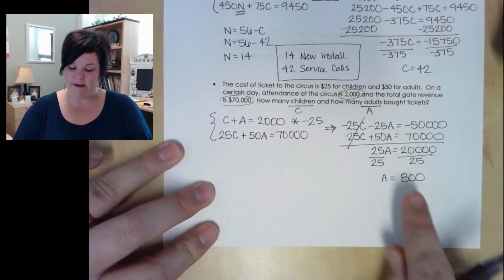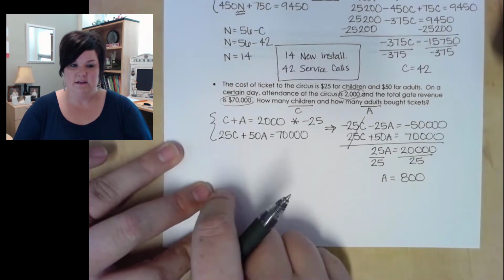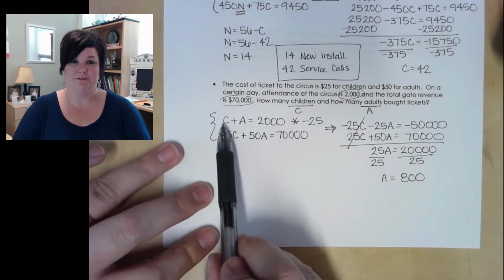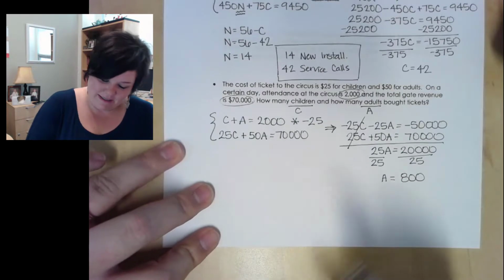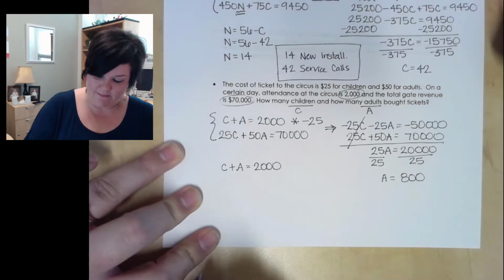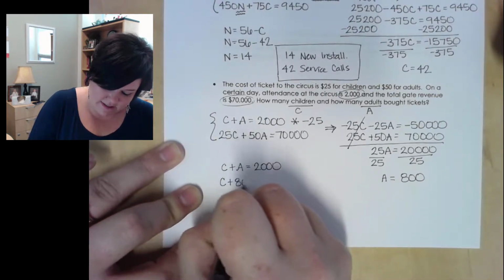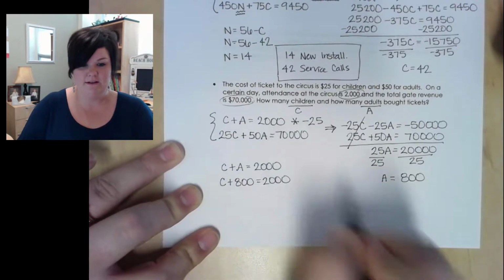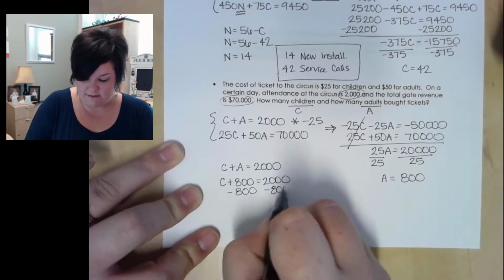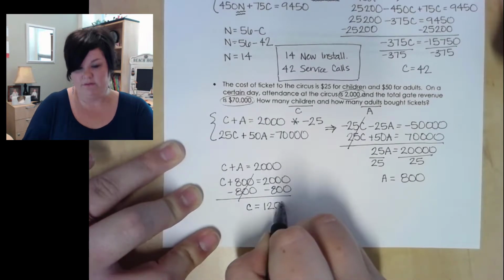Okay, so now that I have my answer for a, I need to plug it back in and figure out c. So if I had to choose one of these two to plug it back into, I'm definitely going to pick the first one, right? It's a lot easier to manage. So I'm going to say c plus a equals 2,000. And then I'm plugging in the 800 for a because we've already solved for that. So c plus 800 equals 2,000. And then I move my 800 to the other side to solve for c. So I end up with c is equal to 1,200.